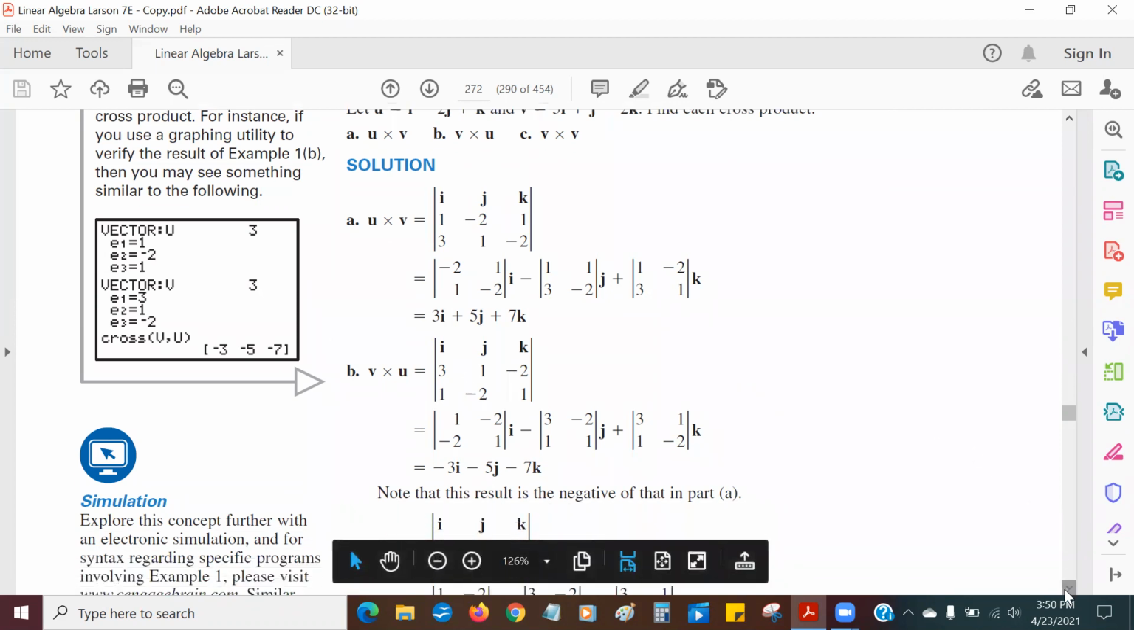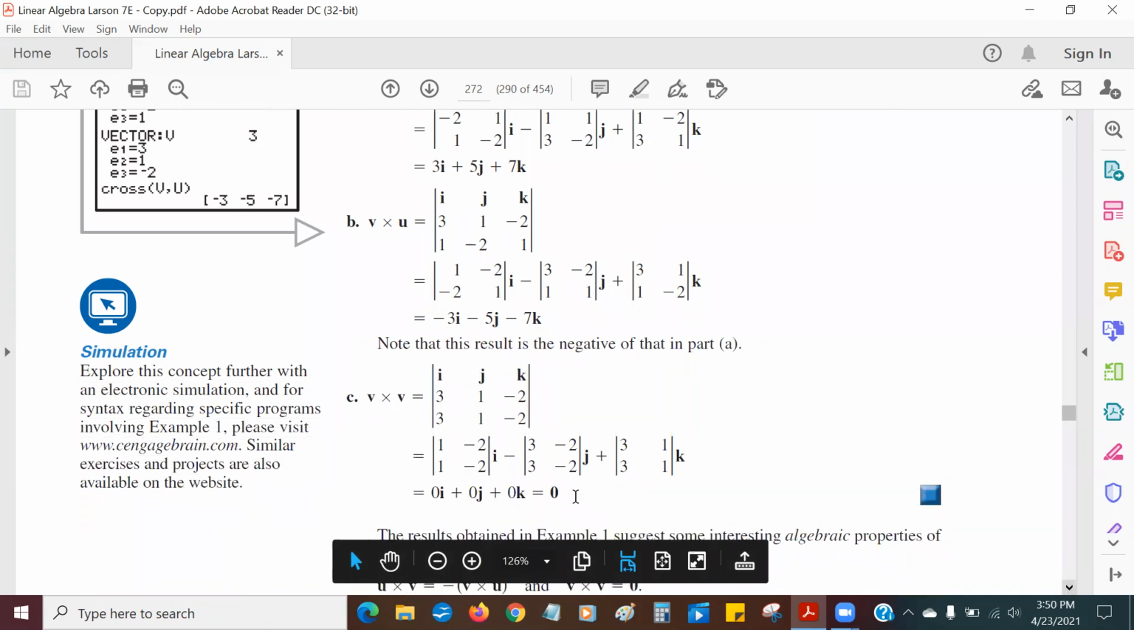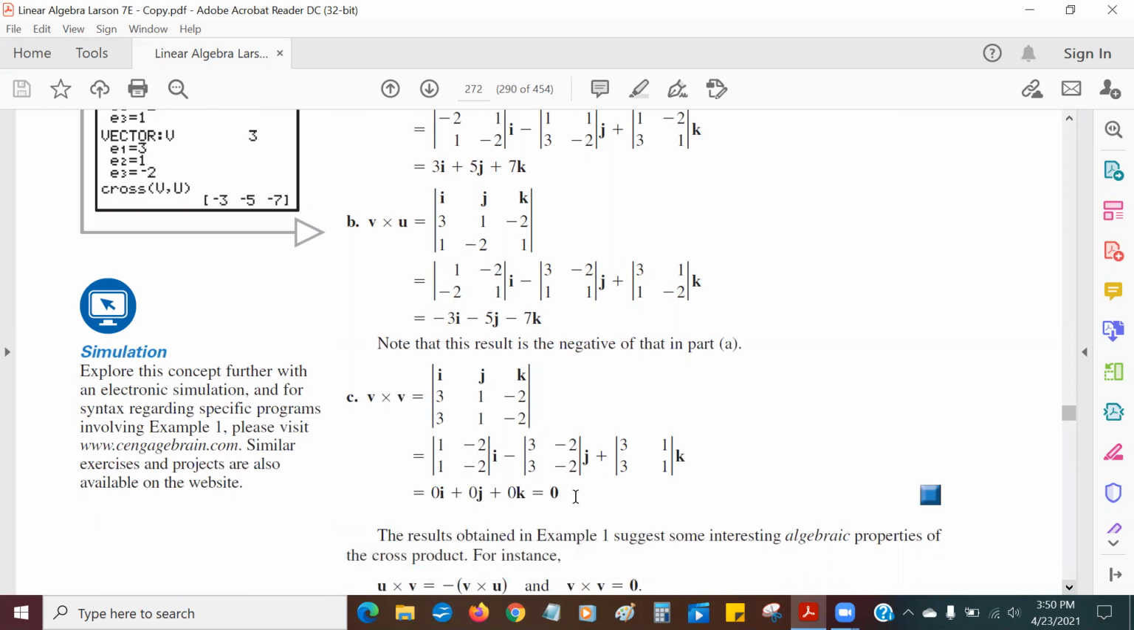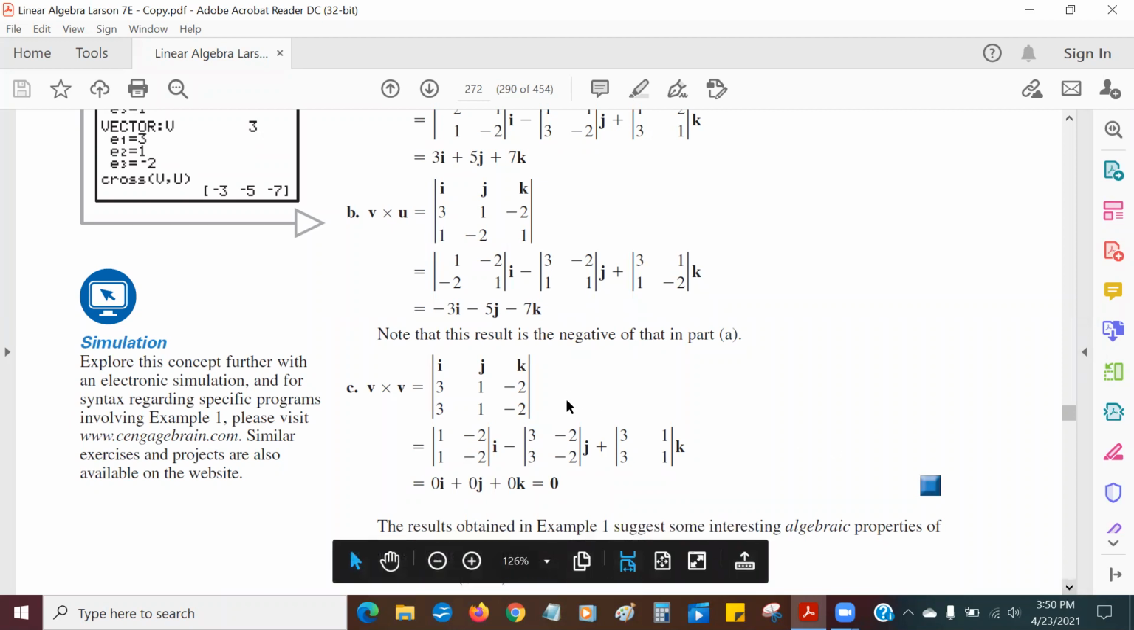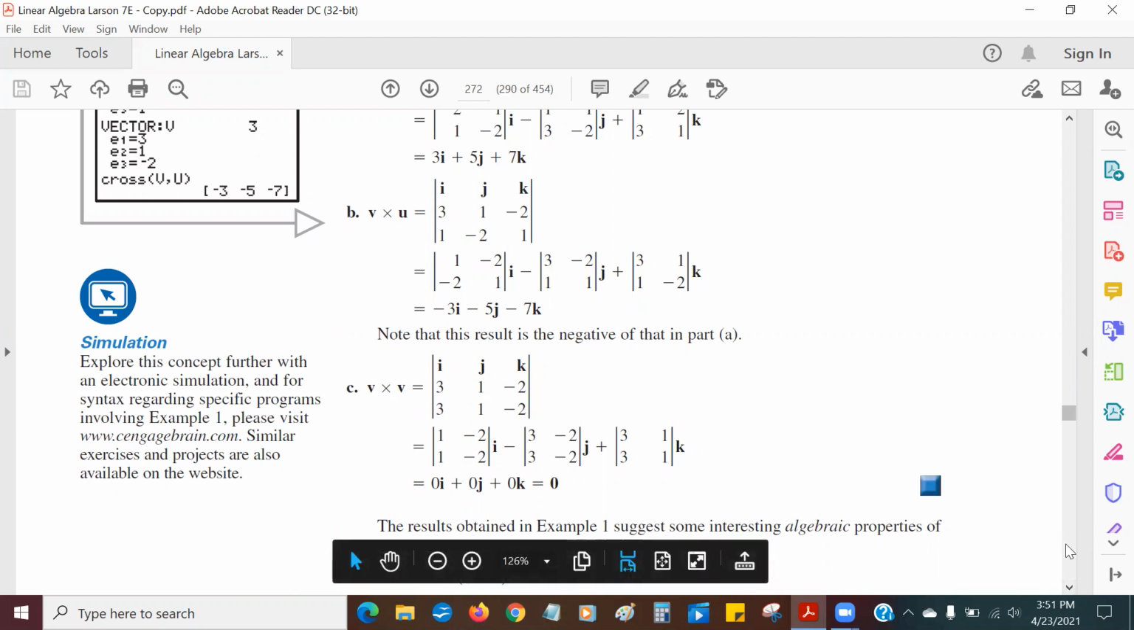Now let's look at V cross V. V cross V is going to be 0, and that is not a coincidence. Why is it obvious that it's going to be 0? Well, the second row and the third row are the exact same thing. And we've learned already that if you have a matrix where two rows are identical, then the determinant will be 0. So again, V cross V equals 0, not shocking at all.